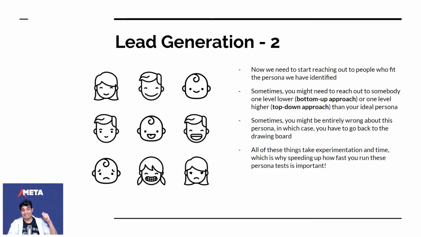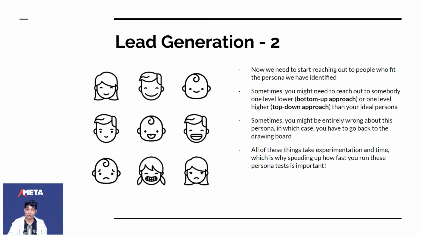Sometimes you might be entirely wrong about this persona, in which case you have to be willing to go back to the drawing board. And this is an experience thing. I've spent so much time sending out emails and calling the wrong persona that it's just an experience at this point where I just know who the right persona would be. But that comes through decades of wrong personas getting your emails and phone calls and abusing you, right? Or telling you I'm not interested in something like this.